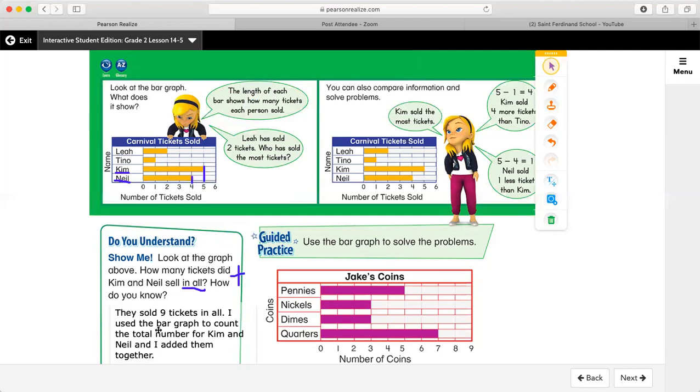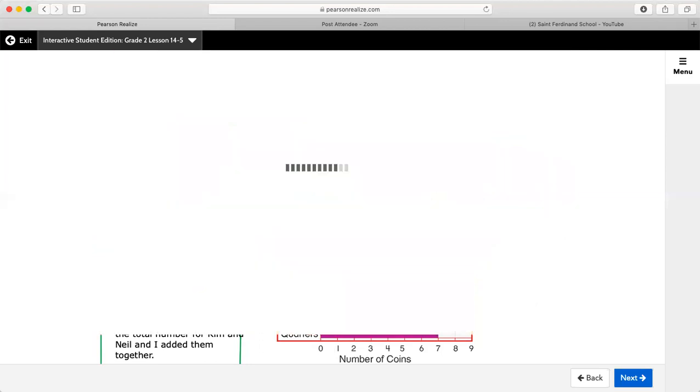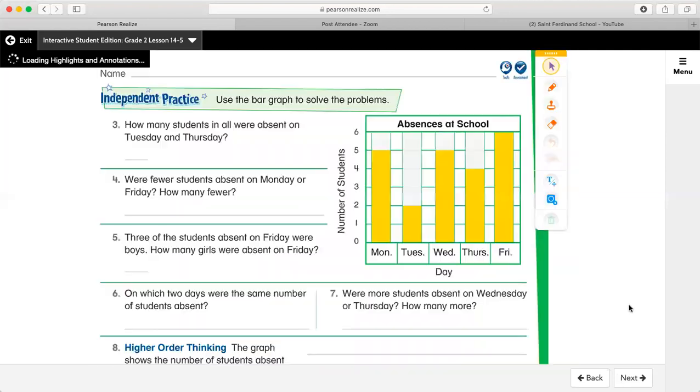All right, so what you are going to do is you'll have some graphs. Again, I can't scroll on this one, but you have a graph here and you have 1 or 2 questions that you need to solve using the bar graph. And then as you continue through, you're going to use this bar graph.